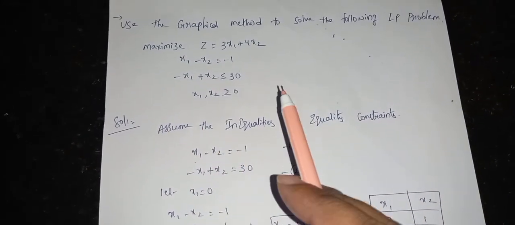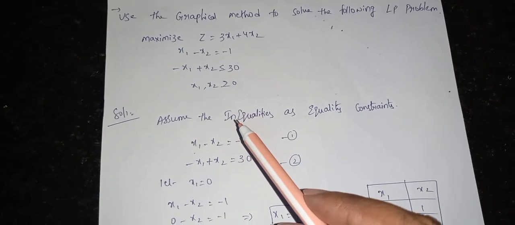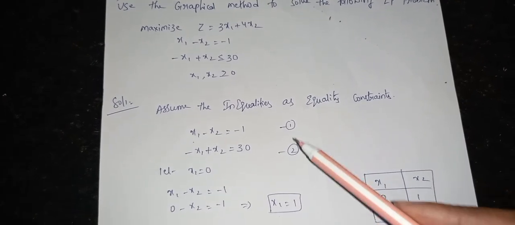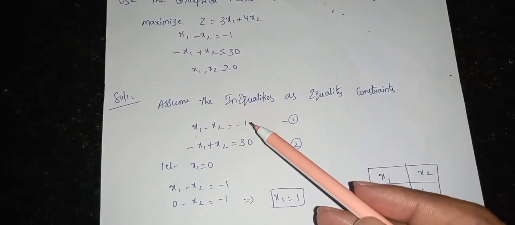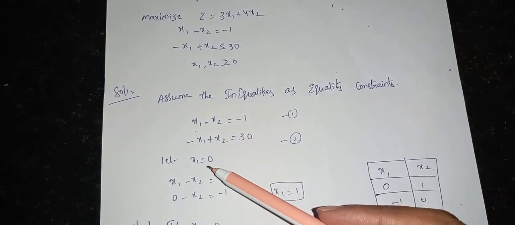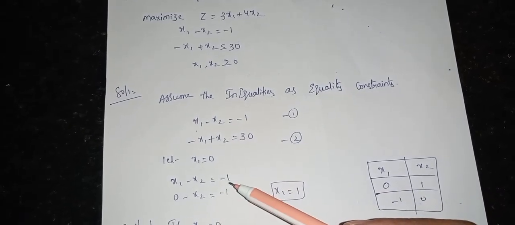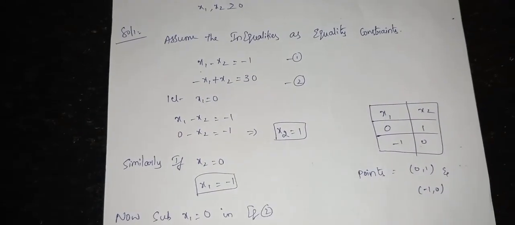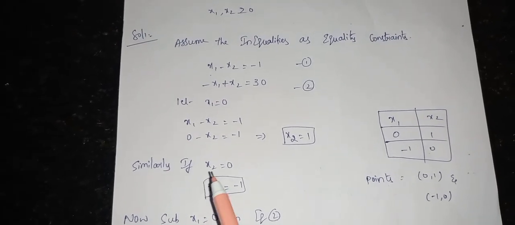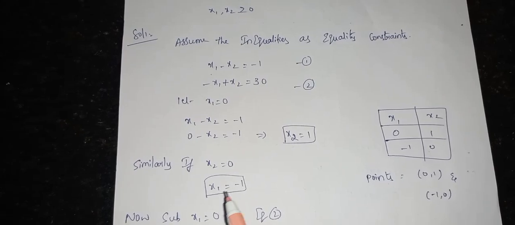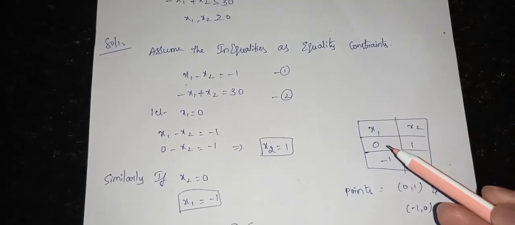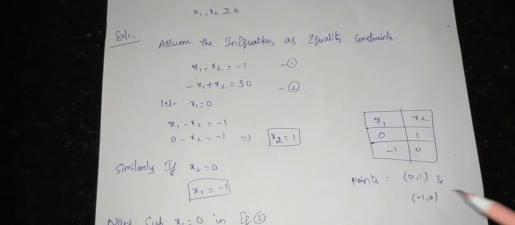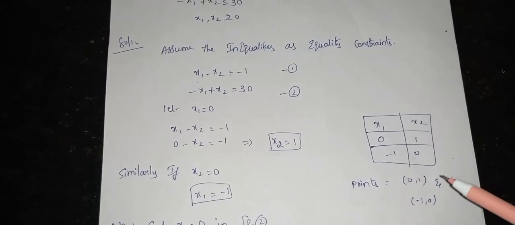So first, we are assuming the inequalities as equalities. Less than or equal to is converted to equal to, and these two are the equations they have given. From the first equation, substitute x1 = 0. Then x2 is -1. Similarly, if x2 = 0, then x1 = -1. In tabular form, if x1 = 0, x2 = 1, and if x2 = 0, x1 = -1, and we represent these as points from equation 1.